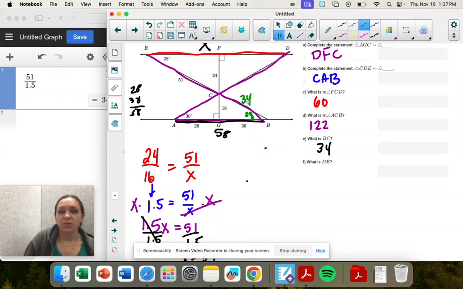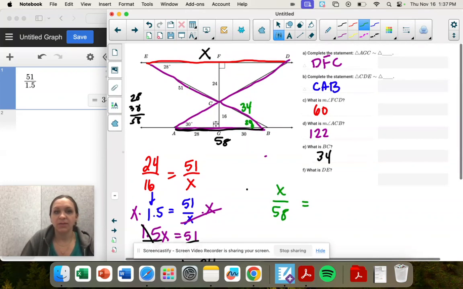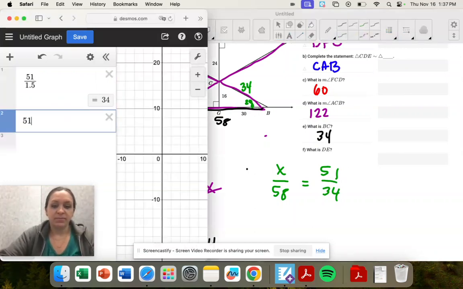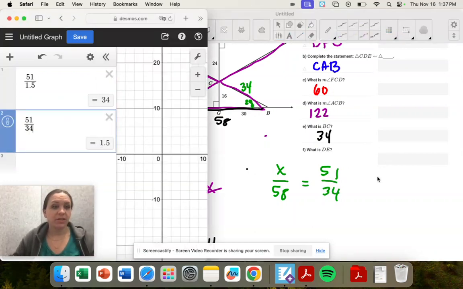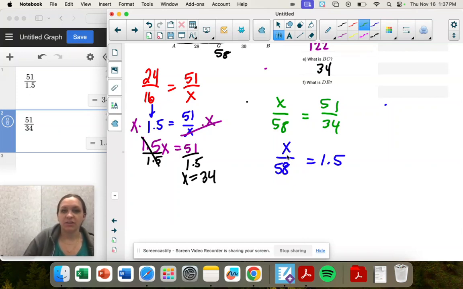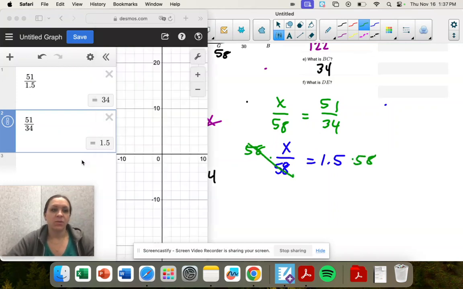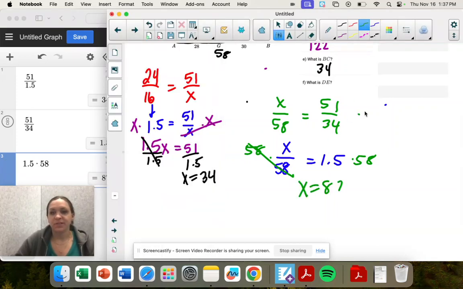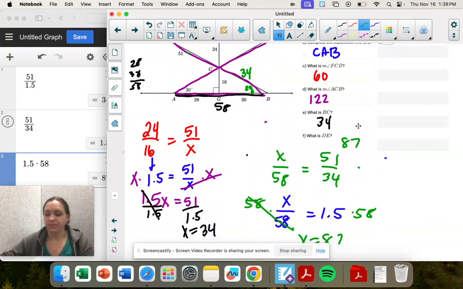So I'm going to use x to 58 equals, and make sure you go in the same order, 51 to 34. And I don't think that reduces. It does, 1.5, duh, same side ratio. So x over 58 equals 1.5. This time it's an easy solve because our x is on the numerator. So we're going to times both sides by 58. 1.5 times 58 is 87. So that side length is 87.